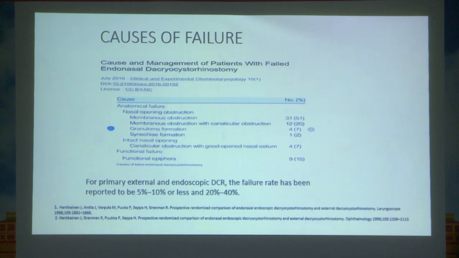First of all, you have to know what the causes are. Based on the literature, there are so many causes in endoscopic DCR and external DCR. The most common cause is membranous obstruction. The failure rate in external DCR is 5 to 10%, and in endoscopic 20 to 40%, but nowadays with the advancement of endoscopic surgery and machines, the failure rate certainly reduces.